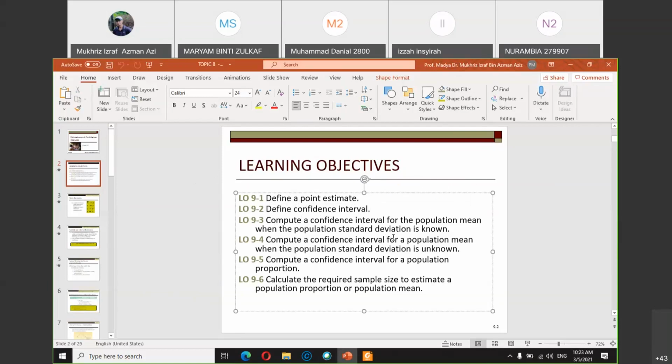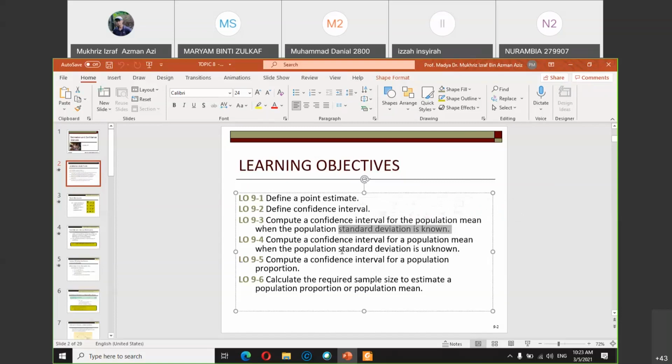One, when the sigma is known. Sigma is known means that we get information from the population. And secondly, when the sigma is unknown, meaning we rely on the sample information. This is similar to what we have covered in the previous topic. When sigma is known, we are going to use the Z distribution.